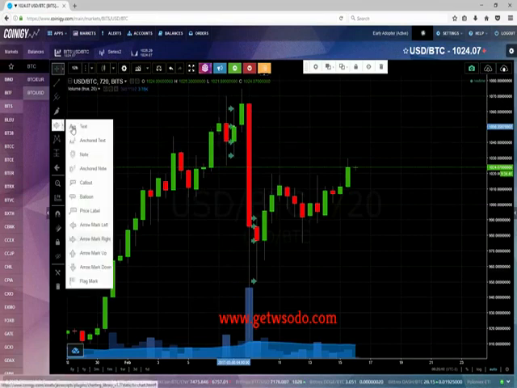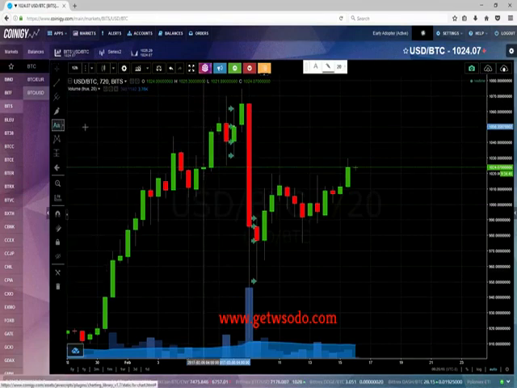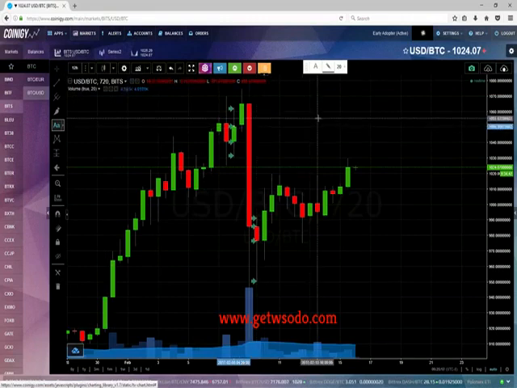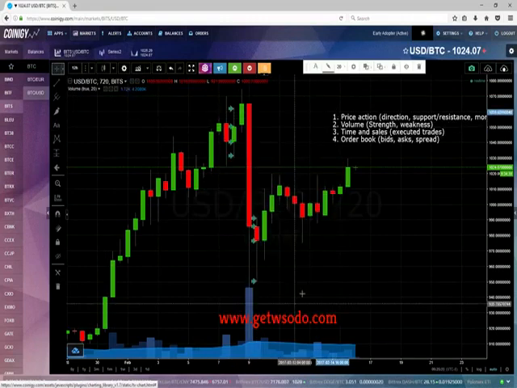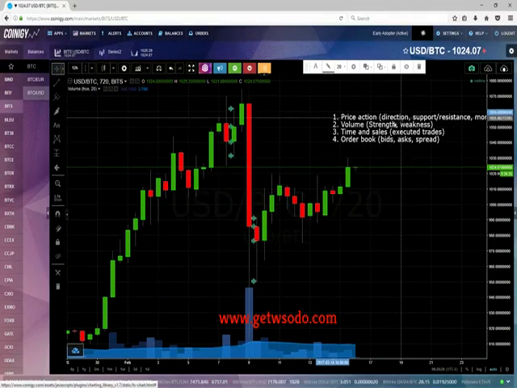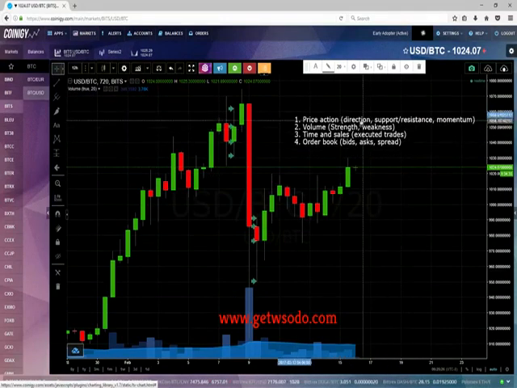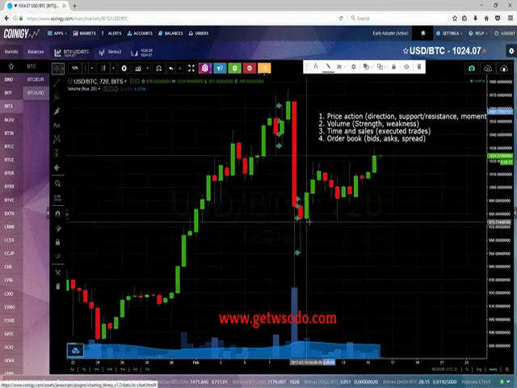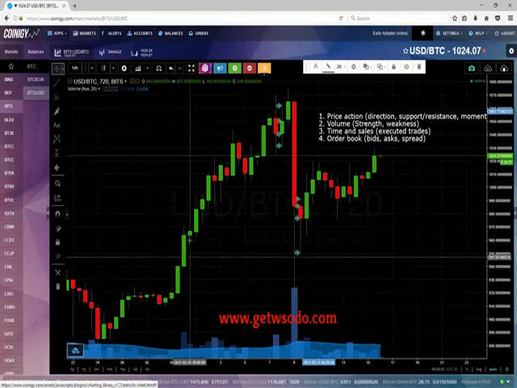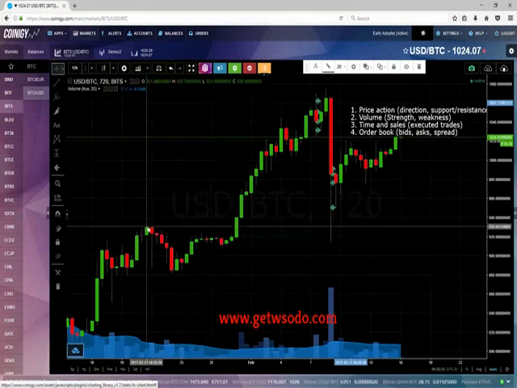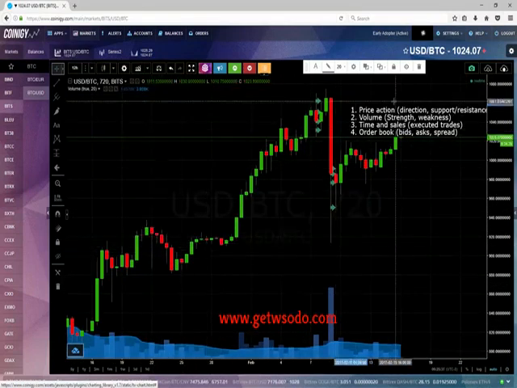So that's individual candlesticks. There's a few things you want to look at when reading price charts. Number one is you want to look at price action. Price action is the direction in which the price is going. So if you have a bunch of green candles, you know the direction is going up, and vice versa. If you've got a bunch of red candles, you know the direction is going down.